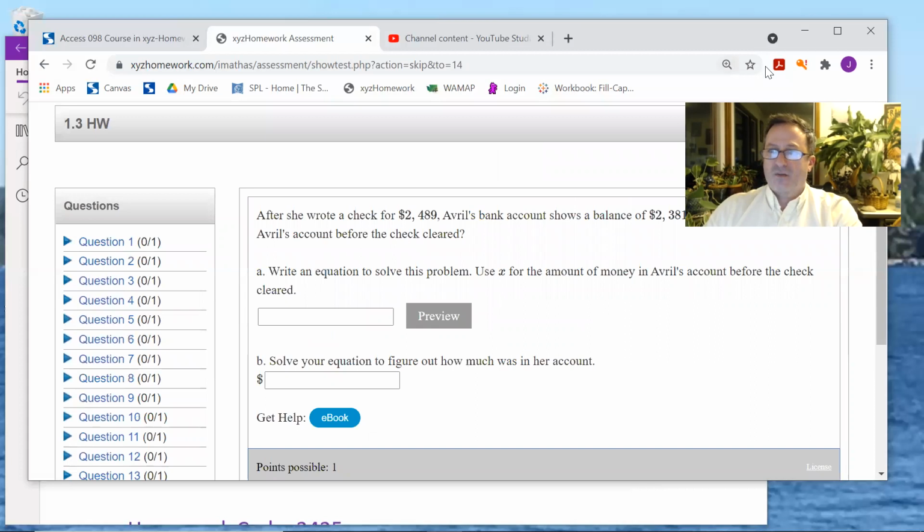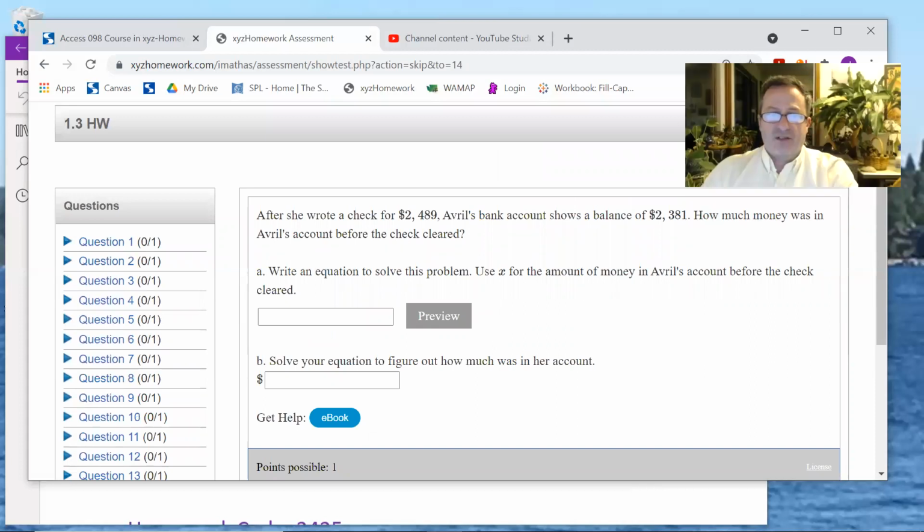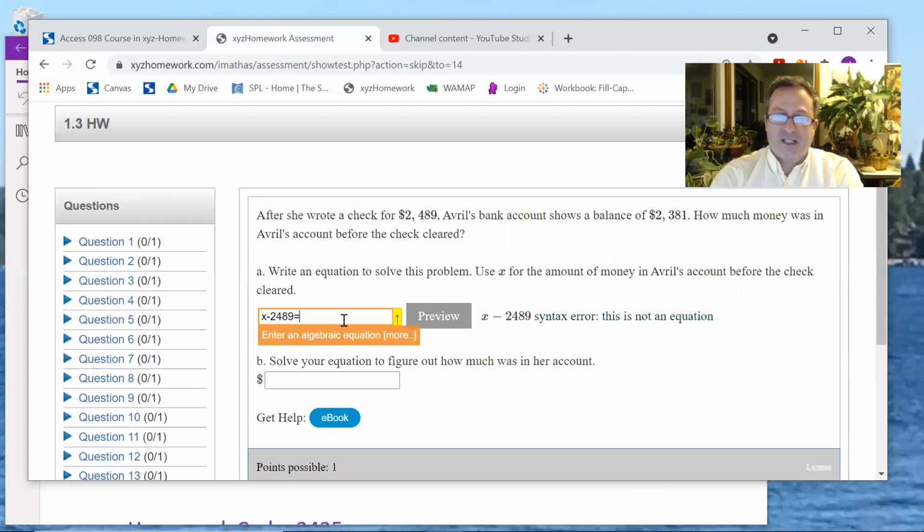Okay, so in this example, she wrote a book. How much money was in Ever's account before the check cleared? Write an equation to solve this problem. Use X for the amount of money in her account before the check cleared. So she has X, and then she spent $24.89, and that has to equal $23.81. So that's correct. And then it says solve this for X.